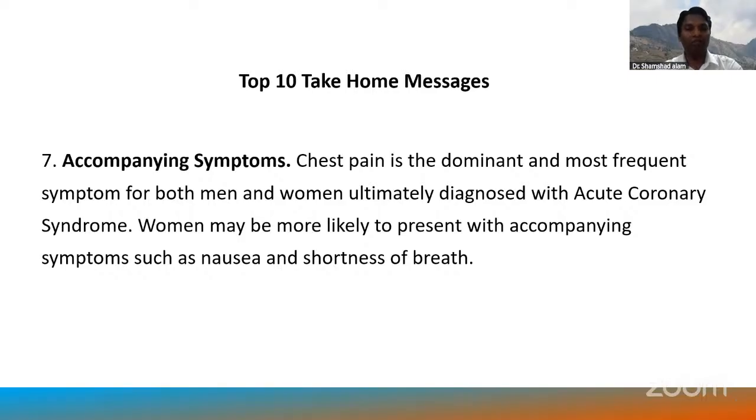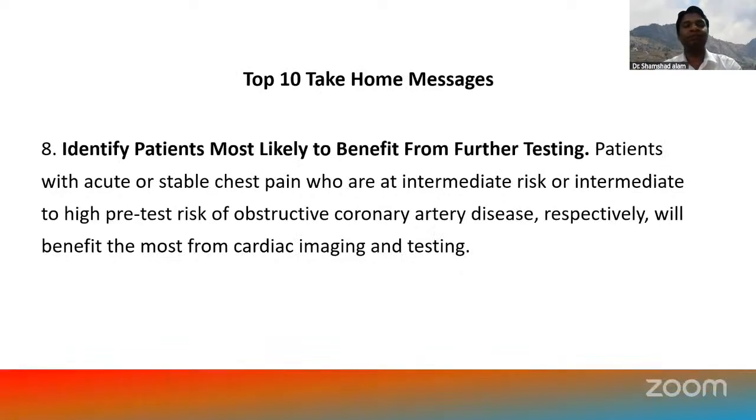Females usually have more of these kinds of symptoms such as nausea, shortness of breath, vomiting. These things can be present, especially in NSTEMI or MI patients. Now, we have to identify which patient is going to benefit from which kind of test.